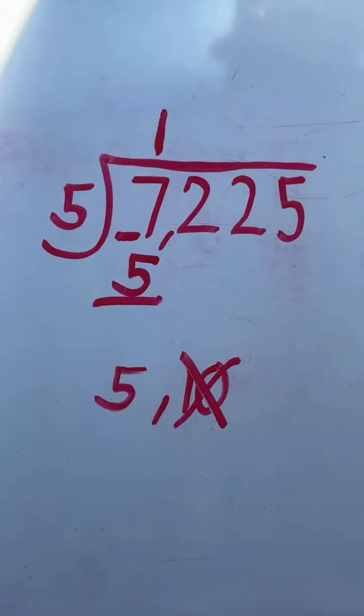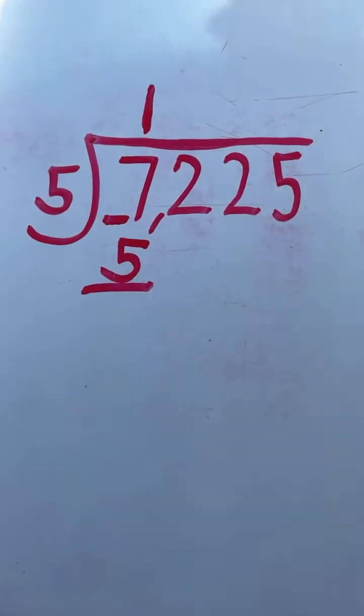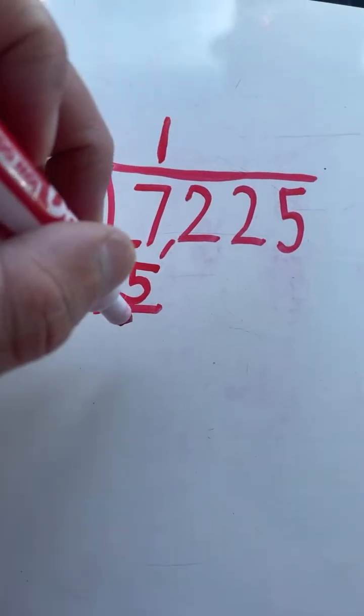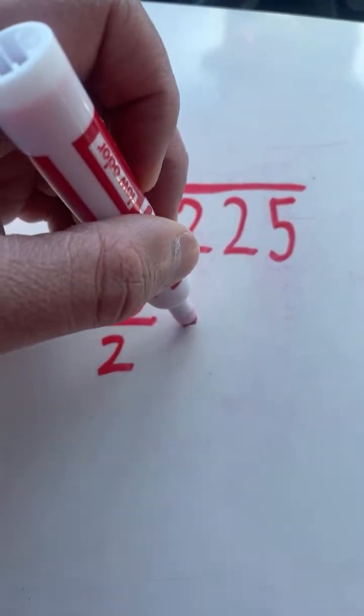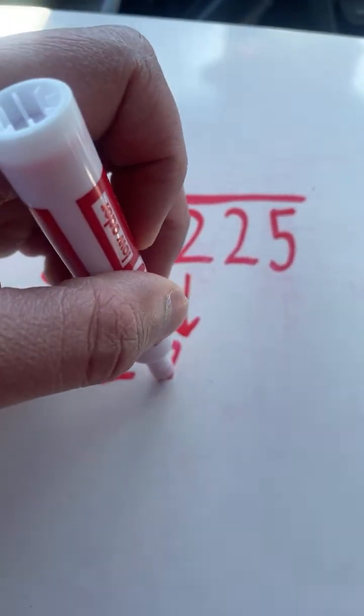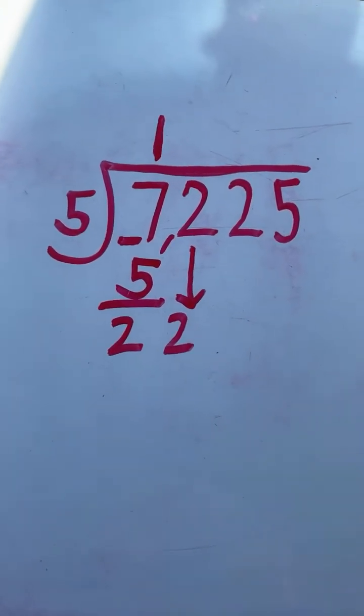So 5 is what we have to subtract to find our remainder. Now let me erase the skip counting down here. So 7 minus 5 equals 2. Next step, we bring down the next number, and the number becomes 22. Now we're going to do 22 divided by 5.